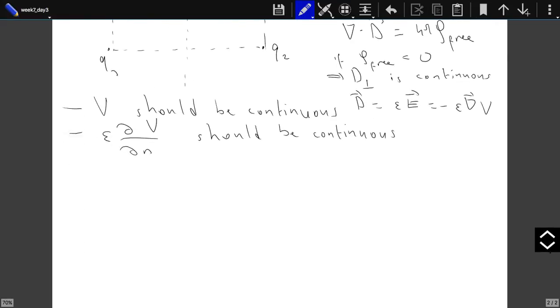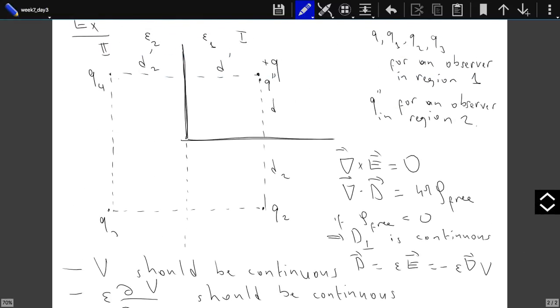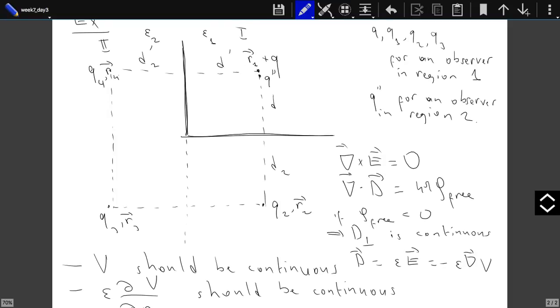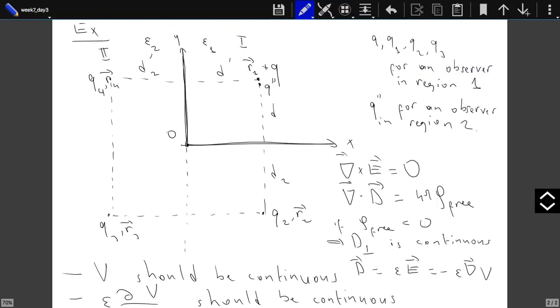Now let's choose. Now, what is the potential in region 1? I will give some names. The positions of these charges will be R2, R3, R4, and this is R1, this position. This is my origin. This I will choose as my x-axis. This I will choose as my y-axis. So what is the potential in region 1? In this region. This is our region 1.